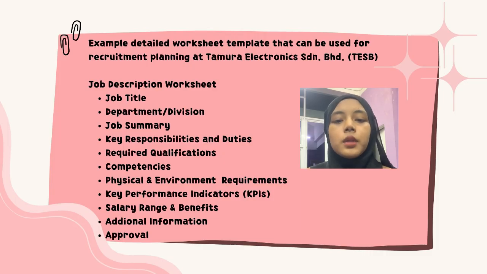An example of a worksheet template that can be used for recruitment planning at Tamura Electronics Sdn Bhd includes job title, department or division, job summary, key responsibilities and duties, recruitment qualification, competency, physical and environment requirements, key performance indicator, salary range and benefits, additional information and lastly approval.